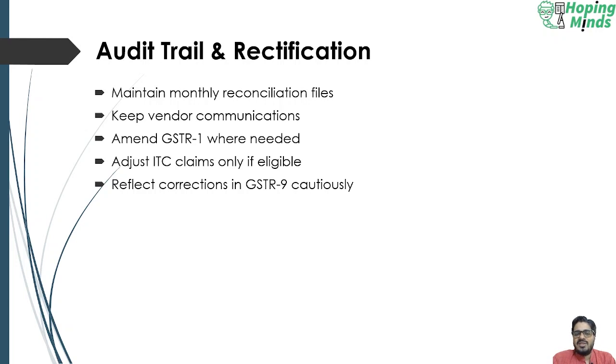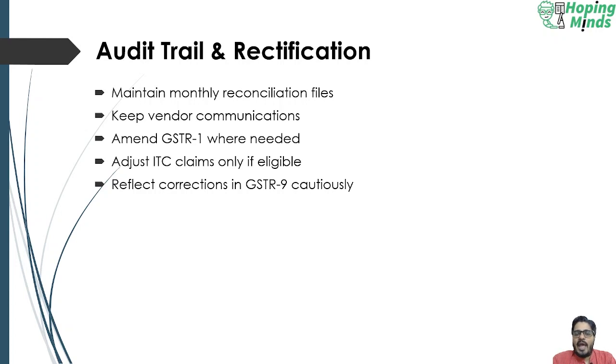Then vendor corrections. Follow up with suppliers to amend the GSTR 1 filings if their reporting has errors. Example, invoice not reflecting in our GSTR 2A or 2B. This is essential to claim the input tax credit correctly.